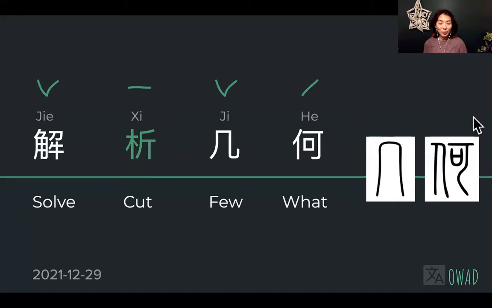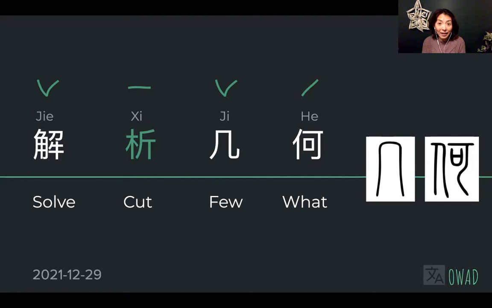Today, we're going to continue with the character 析 in a new phrase, 解析几何. I like this one a lot because it talks about math, a type of math. So before I tell you what math that is, you probably have seen it on the title video, but we're going to go one by one to see how Chinese imported this concept of a type of math.